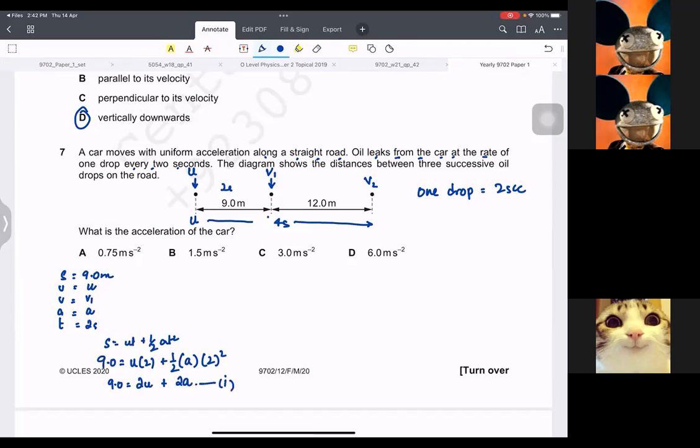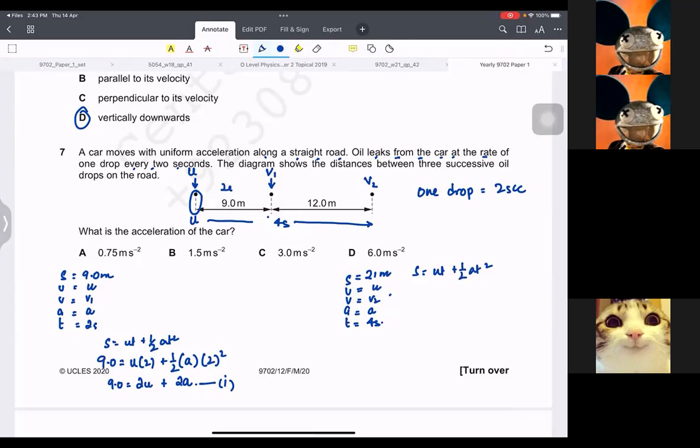Okay. Then I'm going to make SUVAT again. The reason I chose the starting point every time is this: I want one quantity to be the same. So the displacement is now 9 plus 12, which is 21 meters. u is u, this is v2, acceleration is a, and time is now 4 seconds. Now I know that I don't want to use this v2, because it is not the same as in the previous equation. So I'm going to use s = ut + half at squared.